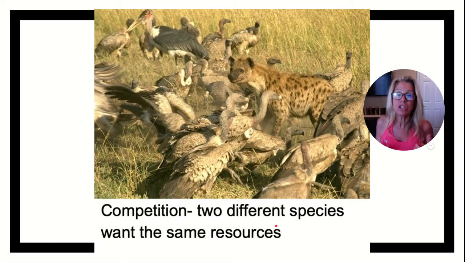Okay, competition. Now you can compete within a population, right? So you can have one hyena competing with another hyena, but then you can also have competition between two different species. So competition, because we're in community ecology, right? So when members of different species try to utilize a resource like light or space or nutrients that is in limited supply.